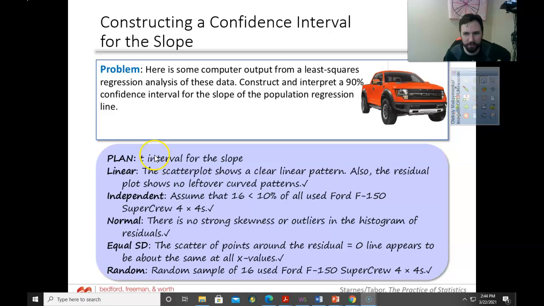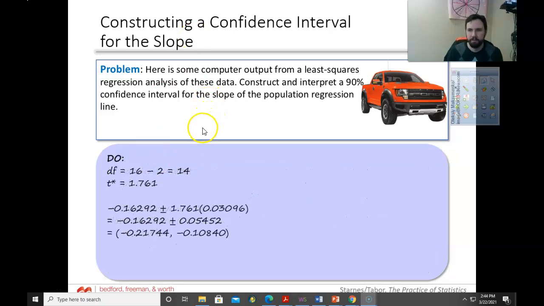We're doing a t interval for slope. Time to do it. Degrees of freedom: we're going to do 16 minus 2 and get 14. From that information, we get t to be 1.761 using our Table B, I do believe. If you need help on that, make sure you let me know.